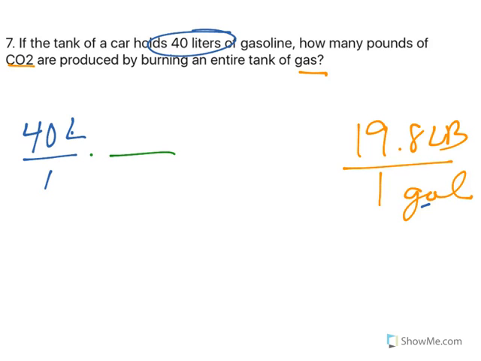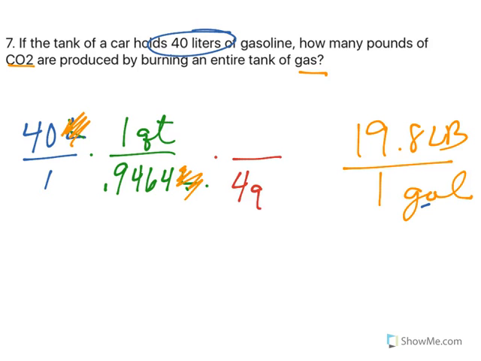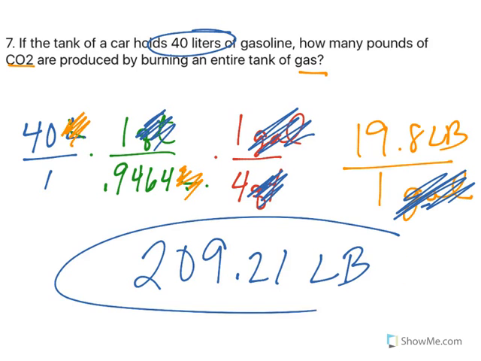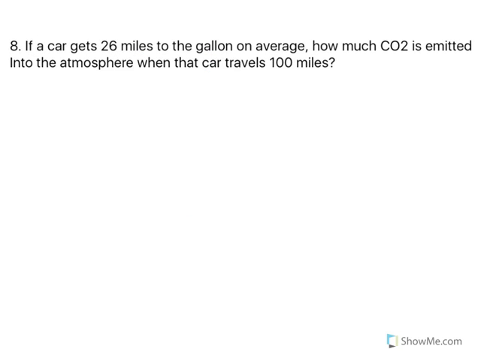So hopefully you remember that 0.9464 liters, that allows us to cancel out our liters, is 1 quart. Okay, so that gets me out of liters. And I know that 4 quarts is 1 gallon. So now my quarts cancel out, and now I have gallons. Gallons, I'm left with just pounds. So the numbers in the top I multiply, I divide by the 2 numbers in the denominator, and I end up with 209.21 pounds. So 40 liters of gas produces 209.21 pounds of CO2.